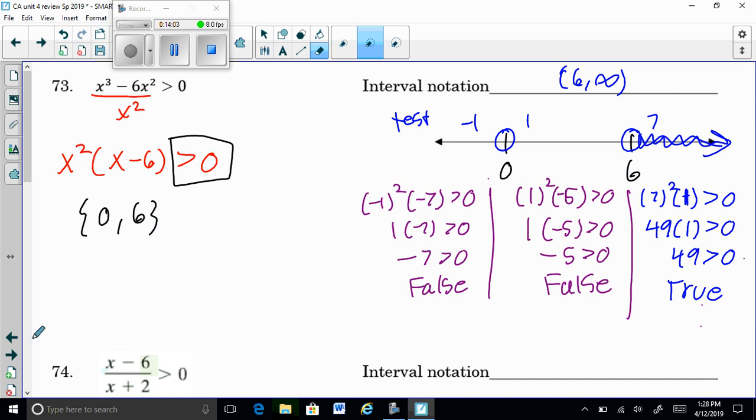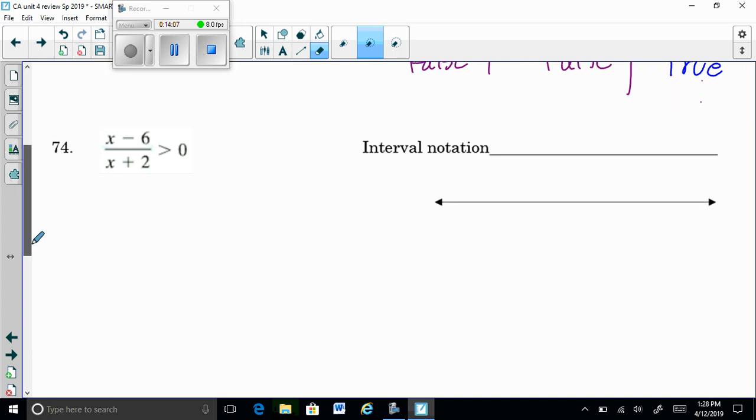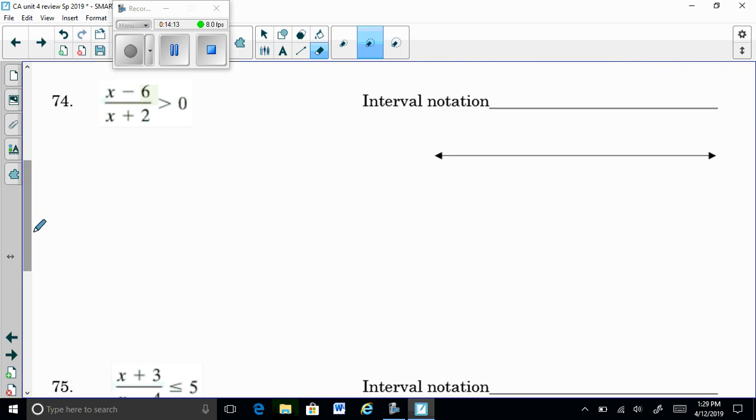Okay. Last two, and the difference is we're going to deal with fractions. The approach is similar, but figuring out those key points is a little different. What you're going to do is find the x-intercept of the expression, what makes it equal 0, and then you're also going to figure out the excluded value, which is basically the vertical asymptote if you were to look at this on a graph.